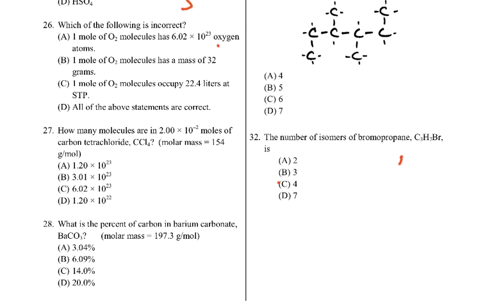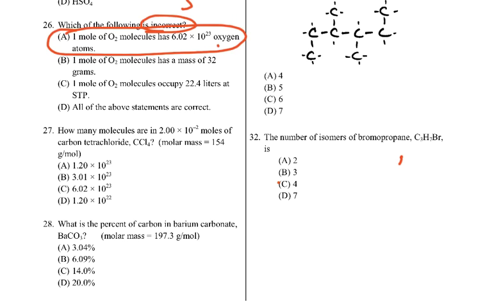Which of the following is incorrect? Be careful. So we want to get rid of things that are correct. 1 mole of oxygen molecules has 6.02 times 10 to the 23 oxygen atoms. That's our answer. That's incorrect. You would have 6.02 times 10 to the 23 oxygen molecules, which would be double that number of atoms.